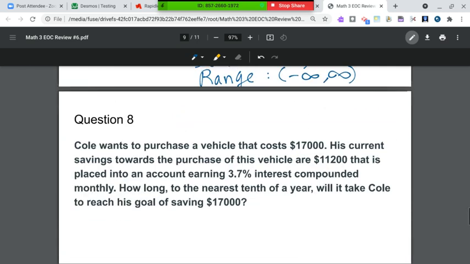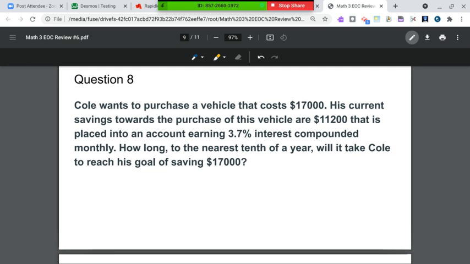Good? Okay, question 8. Cole wants to purchase a vehicle that costs $17,000. His current savings towards the purchase is $11,200 that is placed into an account earning 3.7% interest compounded monthly. How long to the nearest tenth will it take Cole to reach his goal of saving $17,000? Again, we see that compound interest formula. A equals P times 1 plus R over N, raised to the N times T.